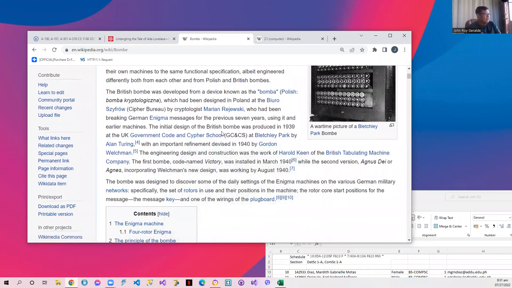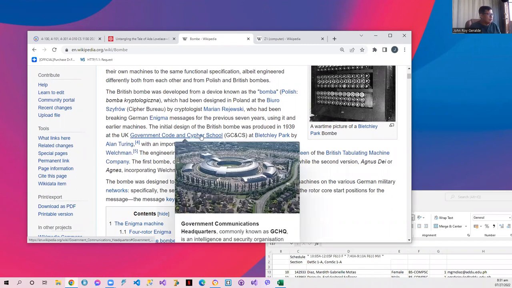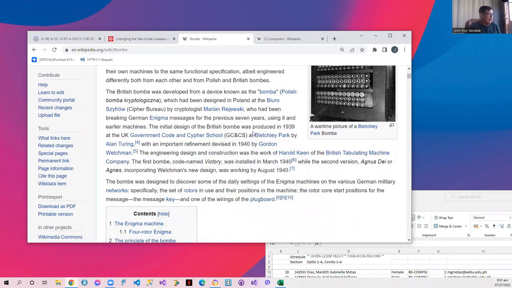By Alan Turing. The initial design was devised in 1939 at the UK Government Code and Cipher School at Bletchley Park by Alan Turing. But where is Bletchley Park? Bletchley Park is a secret location in the UK for a certain project by the UK government to decipher messages sent by Germans during World War II.